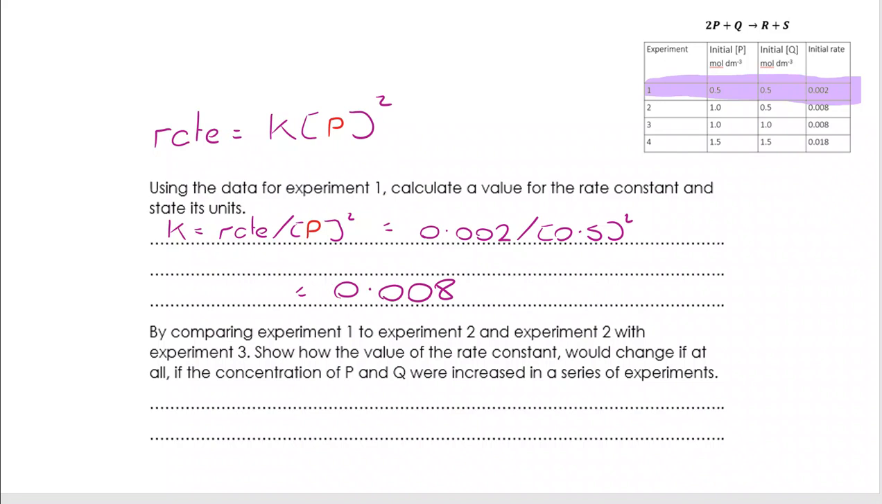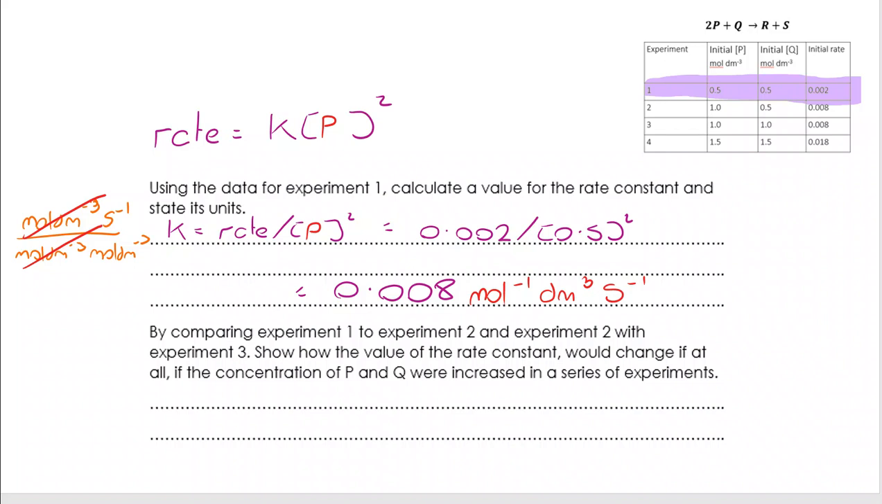In terms of the units, we can substitute the units for rate and concentration in. I've done that over on the left-hand side here, and we can cancel out concentrations. Mol dm to the -3 and mol dm to the -3 gone. So putting it into standard form, I have mol to the -1 dm3 s to the -1. And to finish off, it's asking here about comparing experiment 1 to experiment 2 and experiment 2 to experiment 3 to show how the value of the rate constant would change, if at all, if the concentration of P and Q were increased in a series of experiments.